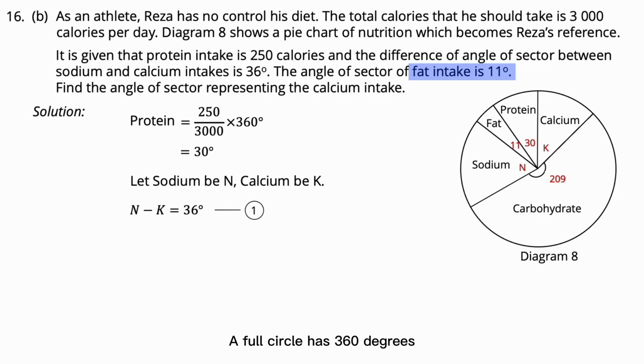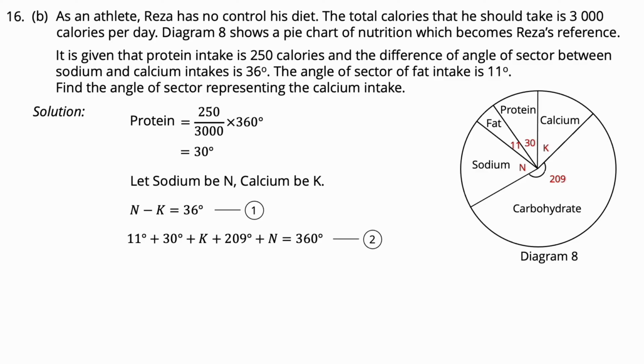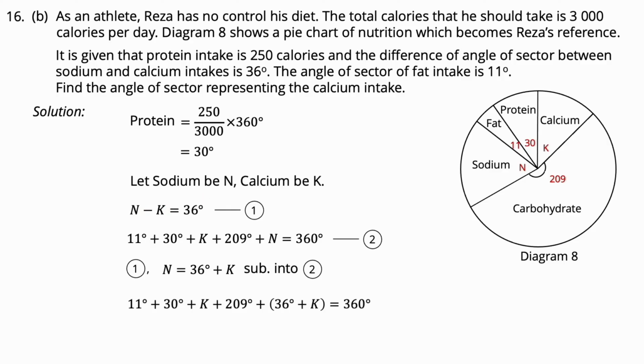A full circle has 360 degrees. 11 degrees plus 30 degrees plus K plus 209 degrees plus N equals 360 degrees, equation number 2. From equation number 1, transpose K to the right hand side and substitute N equals 36 plus K into equation number 2. 11 degrees plus 30 degrees plus K plus 209 degrees plus 36 degrees plus K equals 360 degrees. K equals 37 degrees.